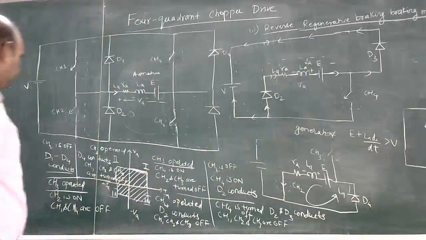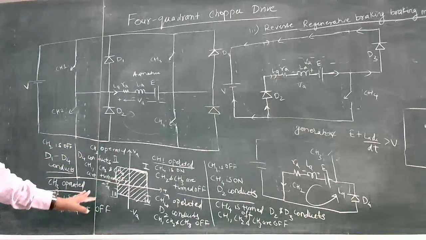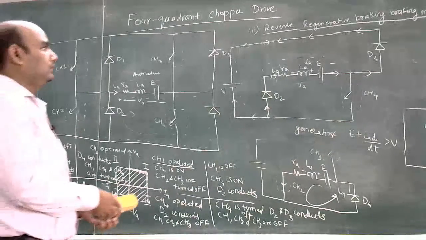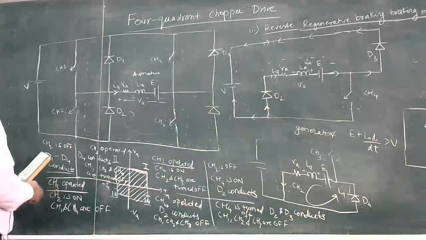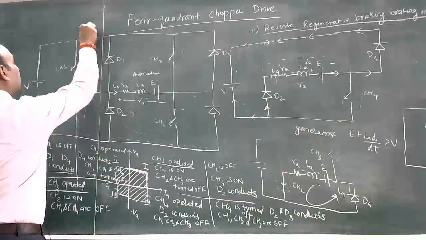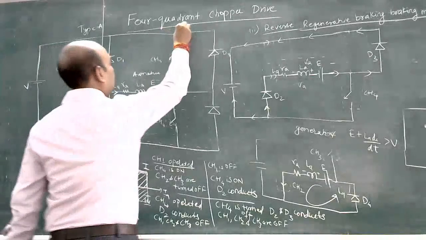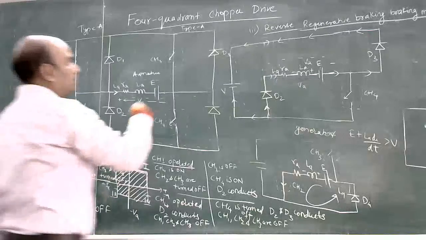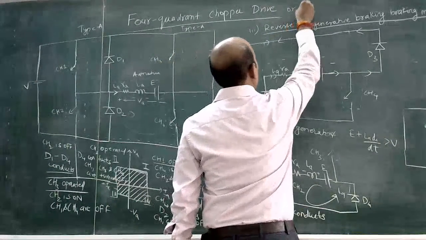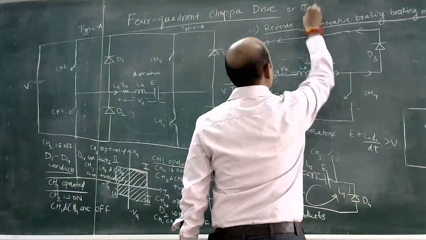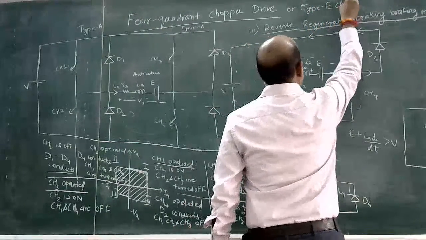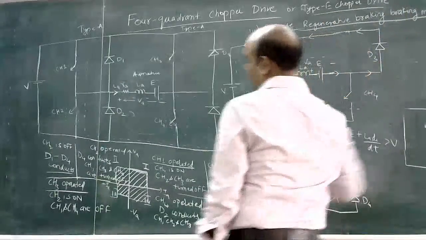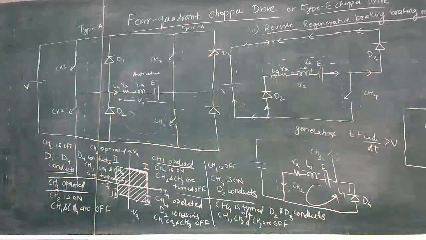So this is fourth quadrant operation. Here we have type A and type C choppers, and this is your type B chopper. This is also known as type B chopper drive.